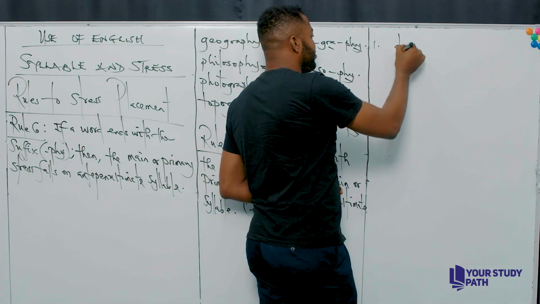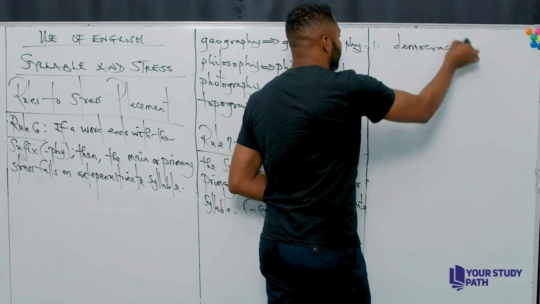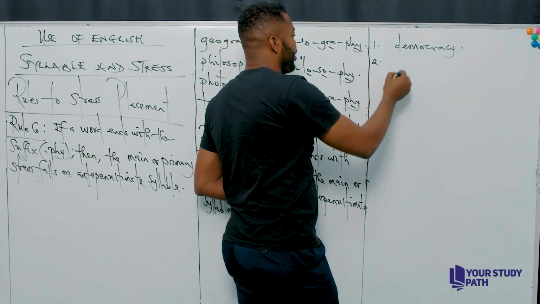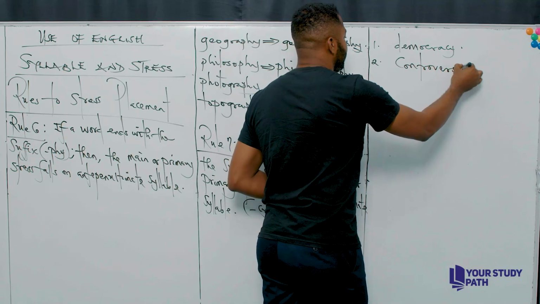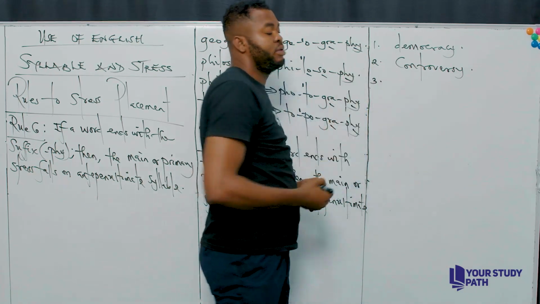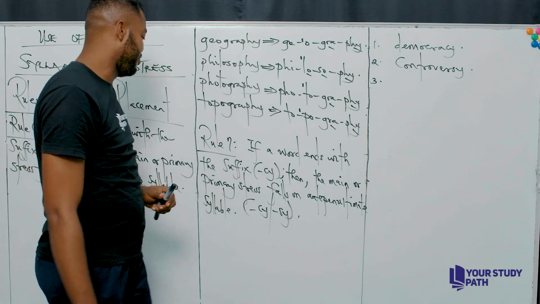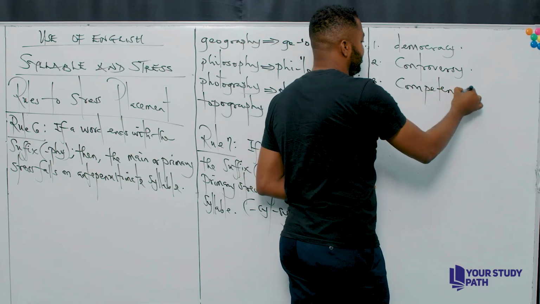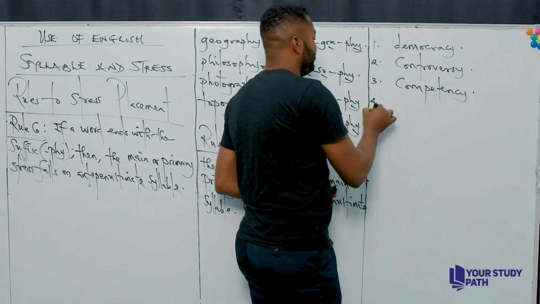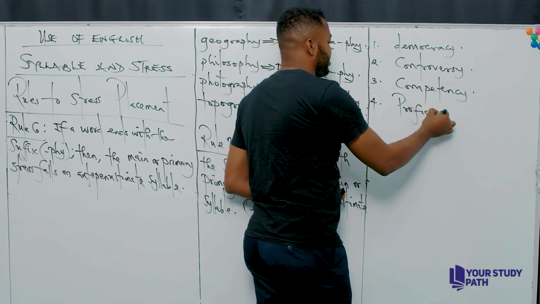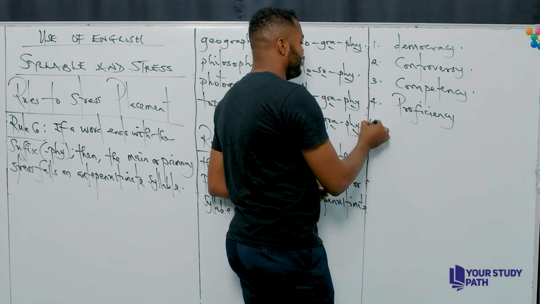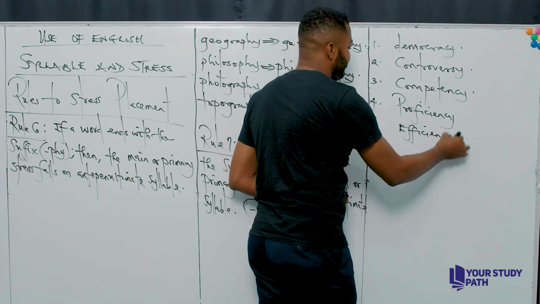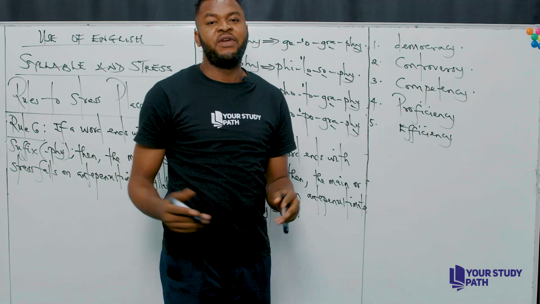The first word is democracy. All right? Democracy. The second word, we can have controversy. That's SY. The third word, you can have competency. Then the fourth word, you can have proficiency. We can even add a fifth one, efficiency. All right, so here are the five words.